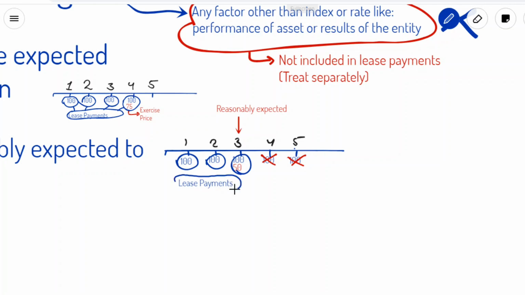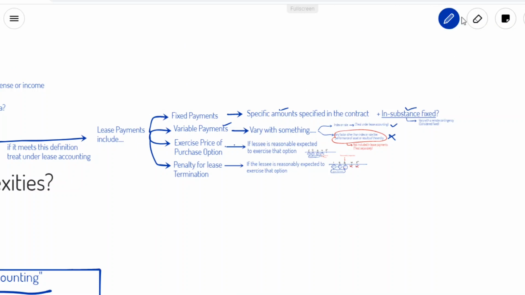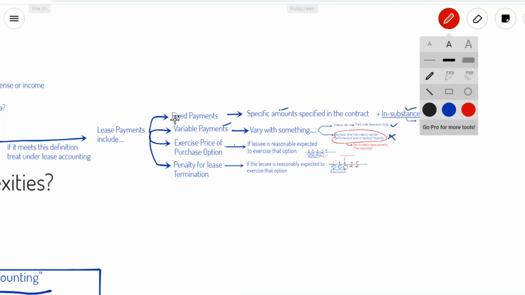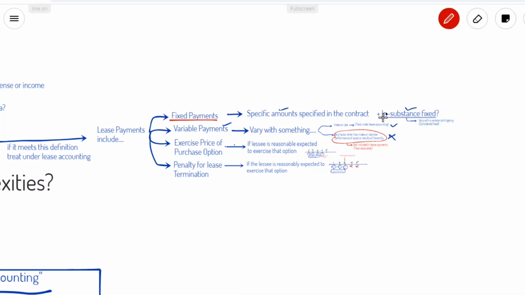So this is what forms lease payments. First, the fixed payments and in substance fixed payments, and then the variable lease payments that depend on an index or a rate, and then third, the exercise price of a purchase option if the lessee is reasonably certain to exercise that option, and then the payments of penalties for terminating the lease if the lease term reflects the lessee exercising an option to terminate the lease.